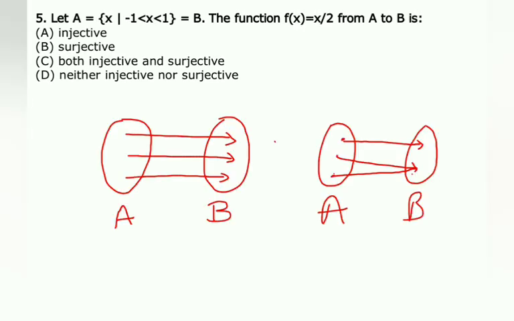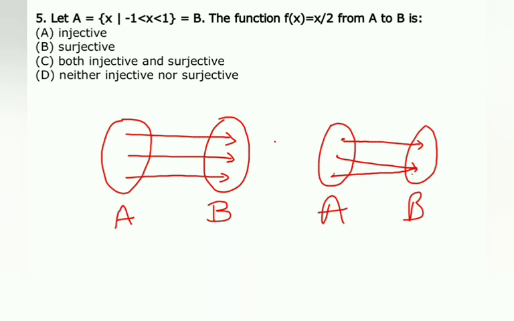Before solving this problem, let us know what is meant by injective and surjective. Injective means every element in the domain must point to different elements in the codomain. A function is called one-to-one or injective if for all elements a and b in A, if f of a equals f of b, then it must be the case that a equals b. It never maps distinct elements of its domain to the same element of its codomain. So different elements of A must point to different elements of codomain B.